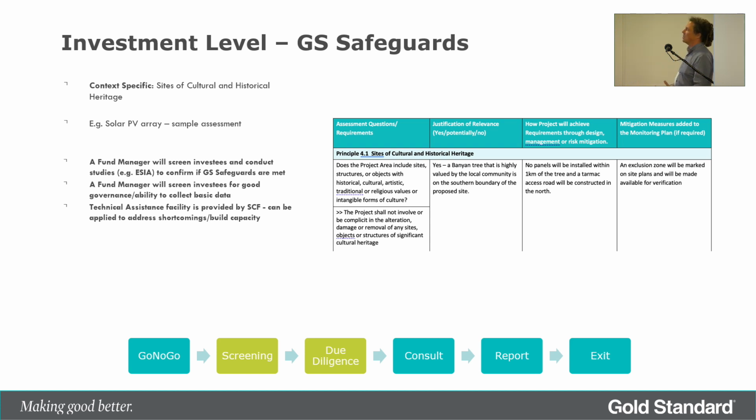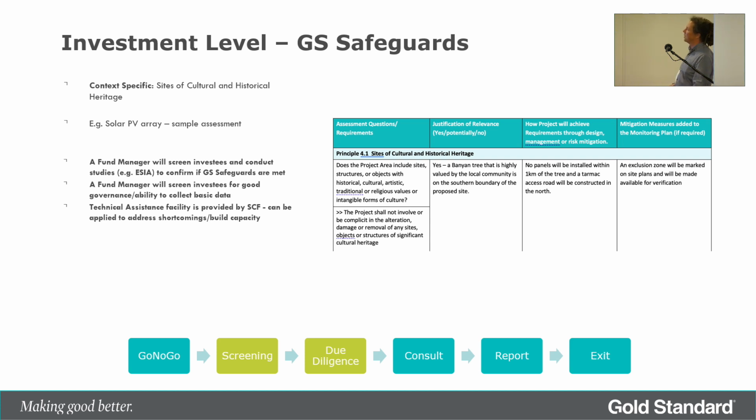So this would be something that a fund manager would screen investees for. And I will talk about an example. It's clear to me now that no one is going to be able to read this writing, so I'll just summarize it super briefly. I'm going to take the example of sites of cultural and historical heritage. Clearly that is not applicable to every single project type. If your project is not in an area where there are cultural and historical heritage, the safeguard doesn't apply.